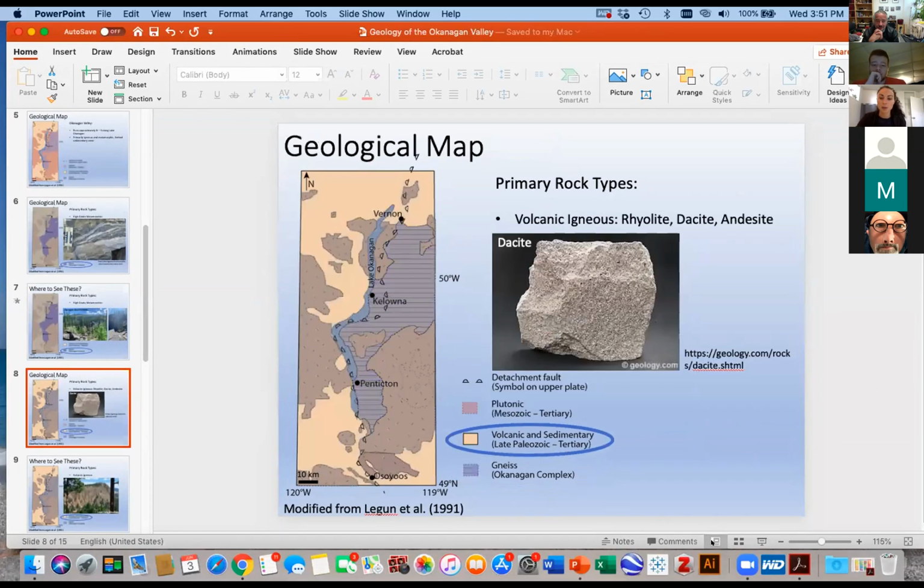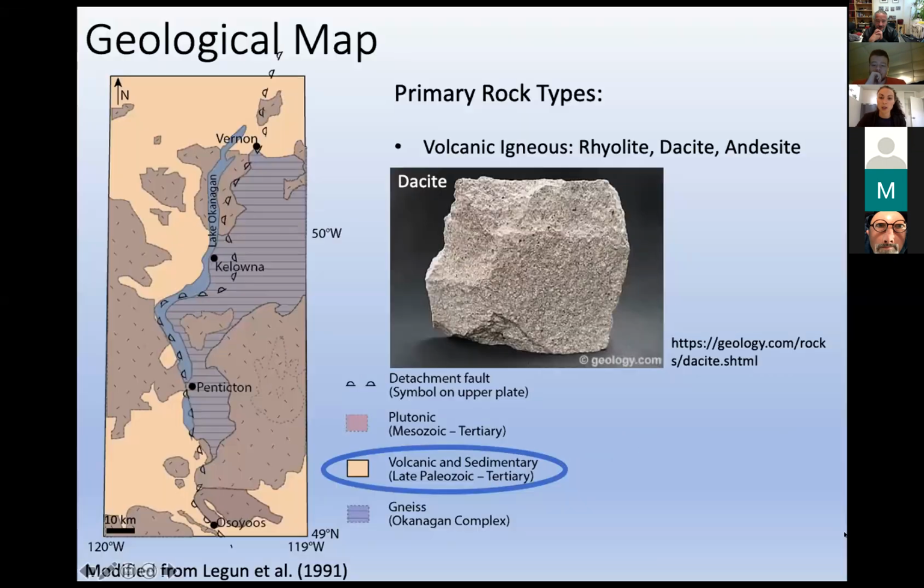So moving to another lithology on the map, focusing on the oranges. There are quite a few volcanics in the area. They're mainly felsic volcanics, so rhyolite, dacite, andesite, those types of lithologies. Here's a picture. It's not from the actual area, but just of dacite, in case you would like a reminder.